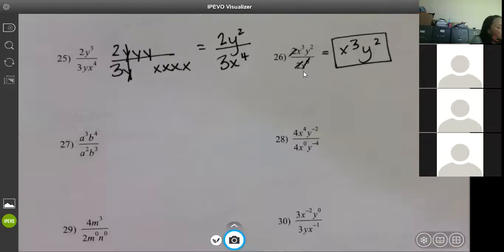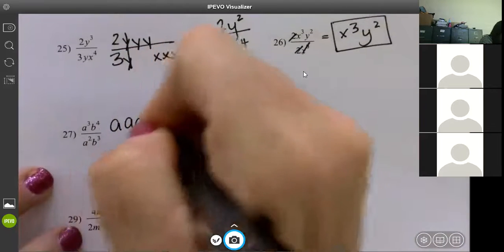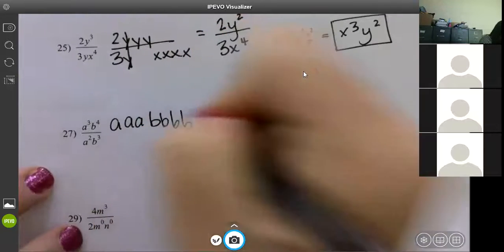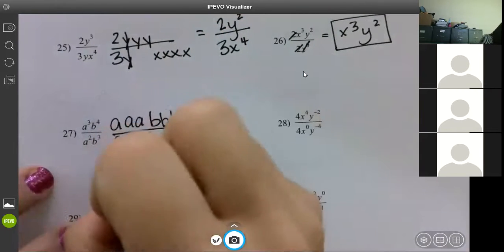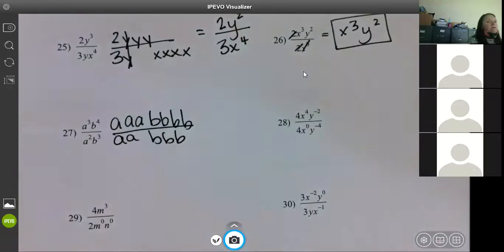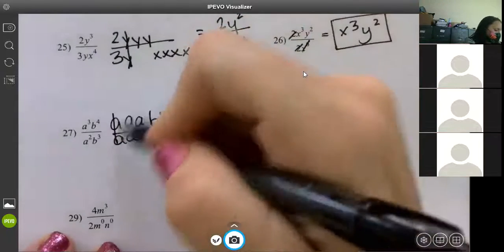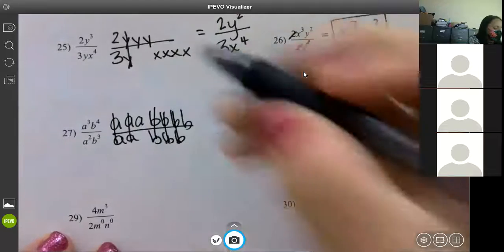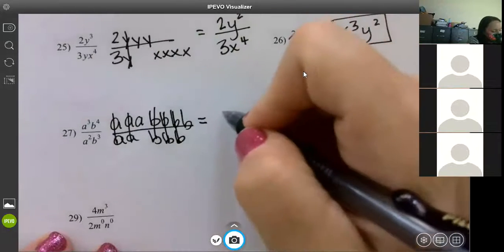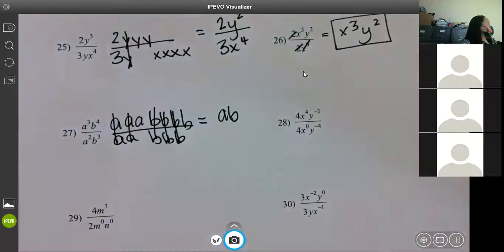If we look at 27, again, you can use the cheater method or you can write it out. I have 3 A's, 4 B's, over 2 A's, and 3 B's. And again, I like to line them up. What can I cross out? Zoomers, what can I cross out? The 2 A's and the 3 B's. Perfect. So what does that leave me with? AB, and it's on the top, so you don't have to put the fraction bar or anything like that. Everything on the bottom is gone.